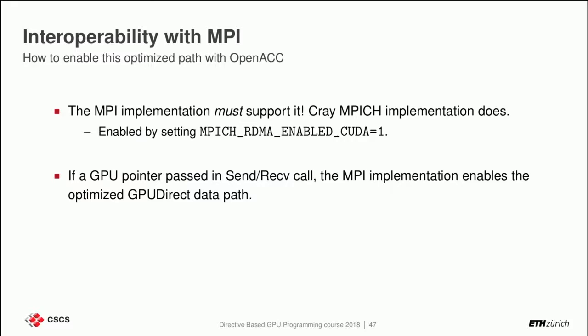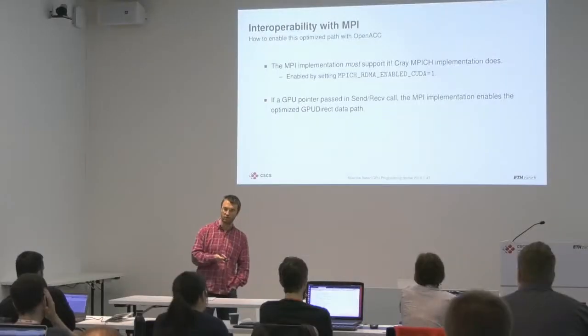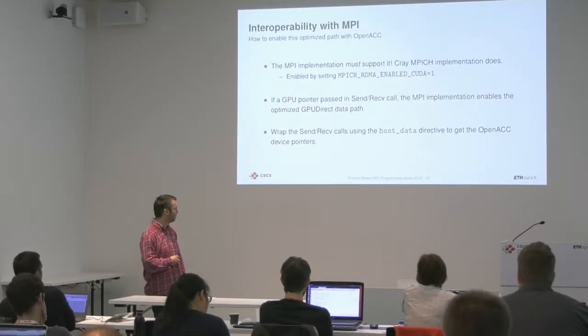And then the second thing is, in order to enable this data path, you have to pass a GPU pointer to the MPI calls. And in order to achieve that, we've just seen the directive to do that, which was the host data directive.